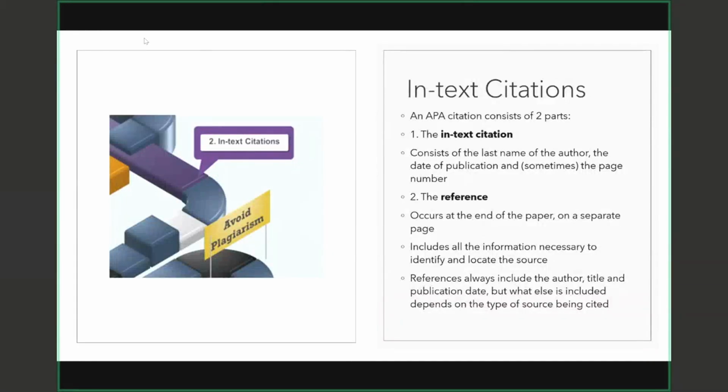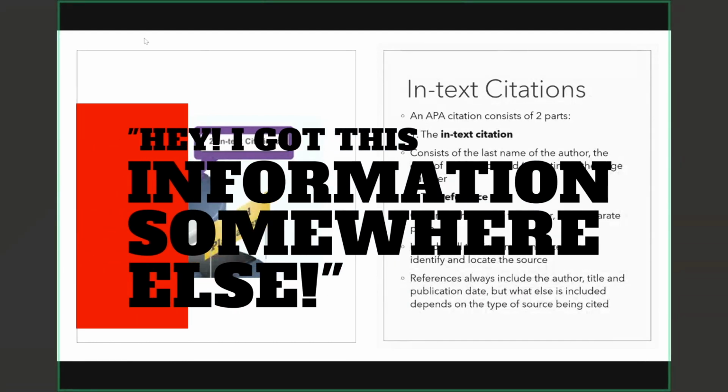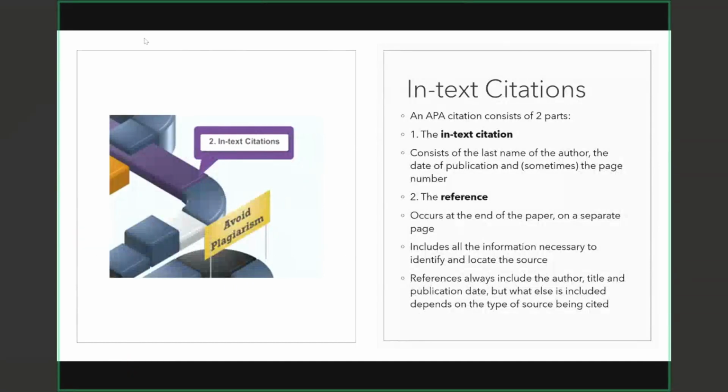So an APA citation consists of 2 parts. 1, the in-text citation, which, as its name suggests, occurs in the text. And I like to explain it as a kind of flag that you're waving at your readers saying, hey, I got this information somewhere else. And then they know to go to your references page to find the rest of the information.